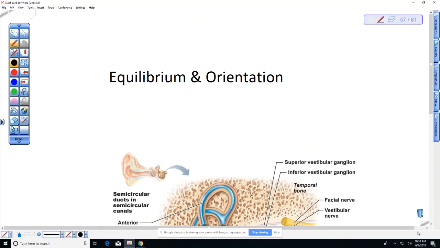So the last thing we're going to talk about in terms of sensory is equilibrium and orientation. This has to do with the inner ear as well, but it's a part of the inner ear that's called the vestibule. We have a part of it that is the saccule. There's 2 C's, saccule, and the utricle.